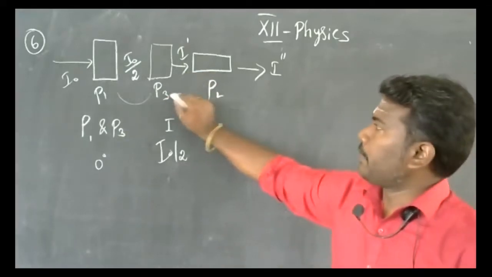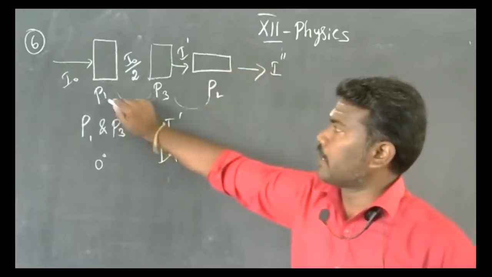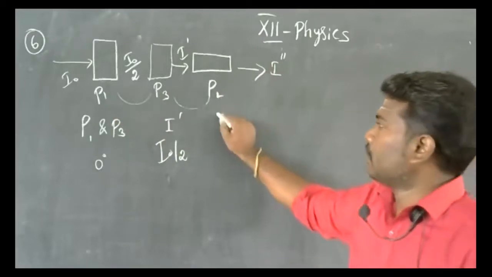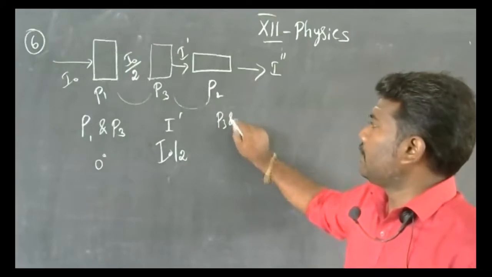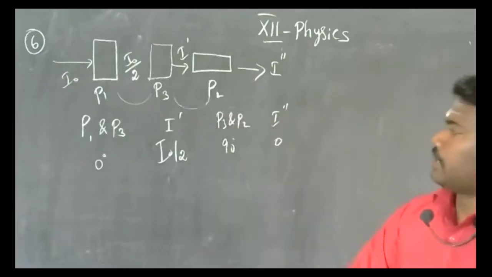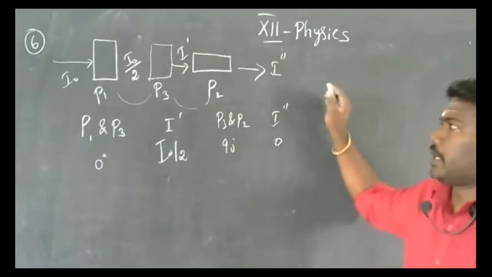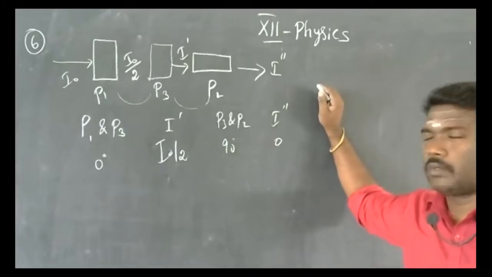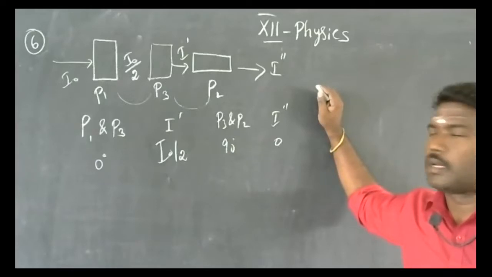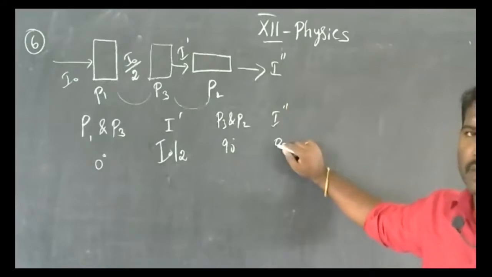Now the angle between P3 and P2 is 90 degree, because initially you are given the condition that the first and second polaroids are perpendicular to each other, that means 90 degree. So the angle between P3 and P2 is 90 degree. So I double dash is nothing but 0. The light cannot emerge from the second polaroid, because P3 and P2 are mutually perpendicular. The light is completely stopped by polaroid P2, so the intensity of the light from the whole arrangement is 0.